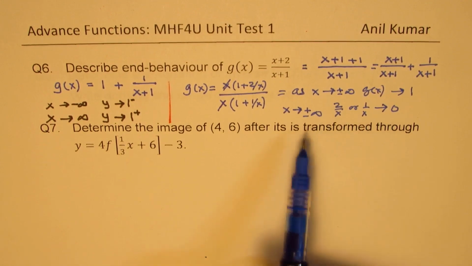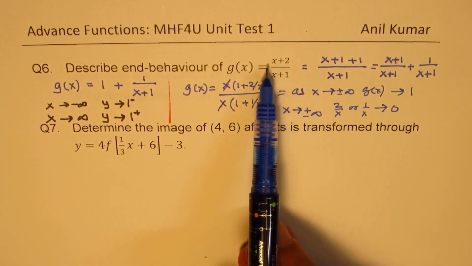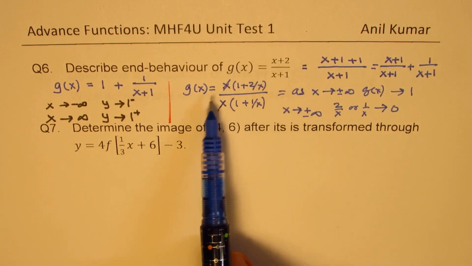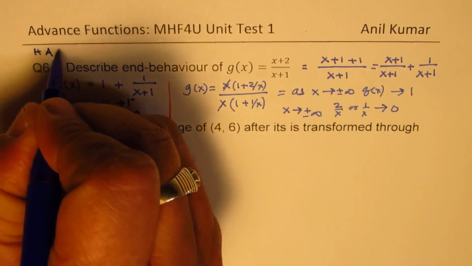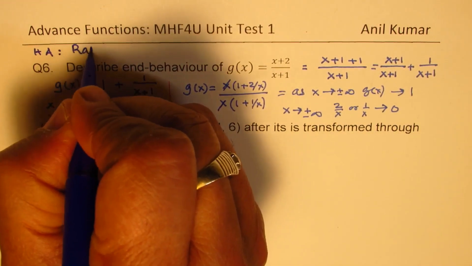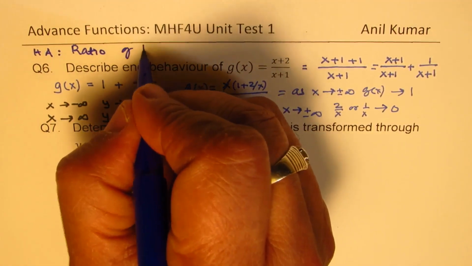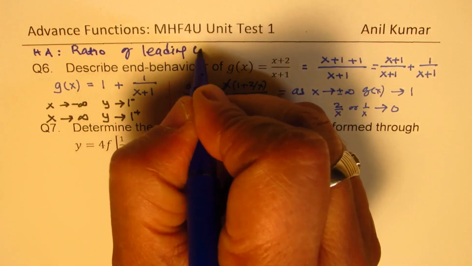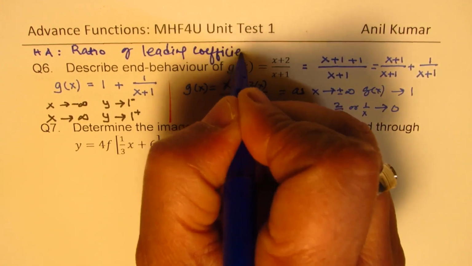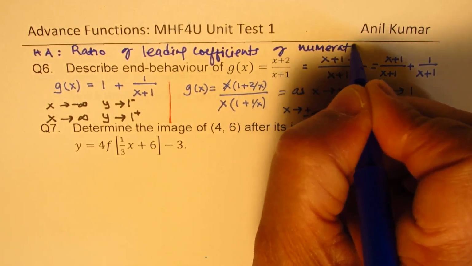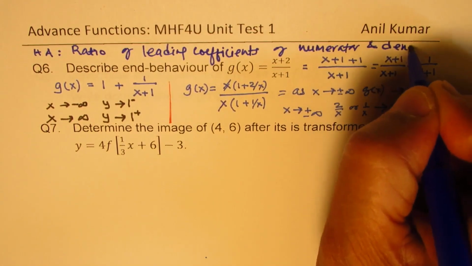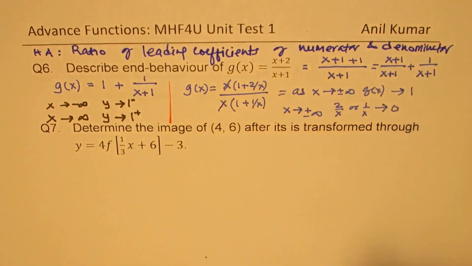Right? So whenever you're given a rational function with the same degree, the horizontal asymptote is the ratio of leading coefficients of numerator and denominator. So remember one thing, that in such cases, the horizontal asymptote is the ratio of leading coefficients of numerator and denominator. Clear? So that is how you could easily answer this question.